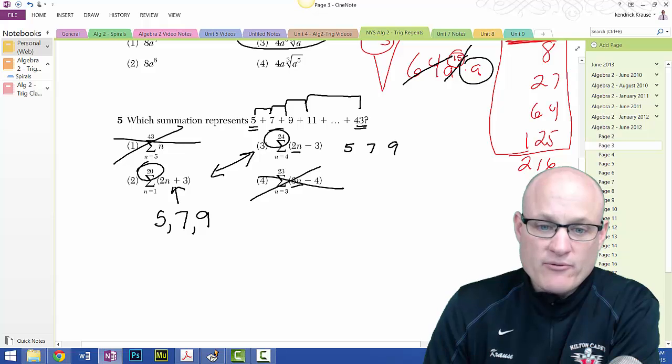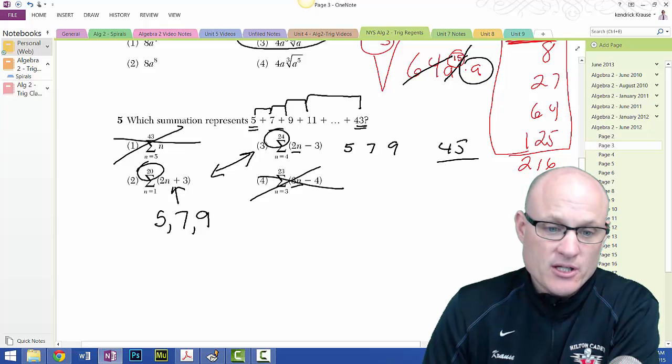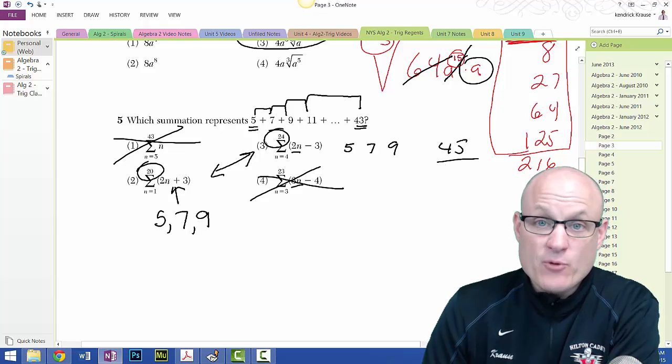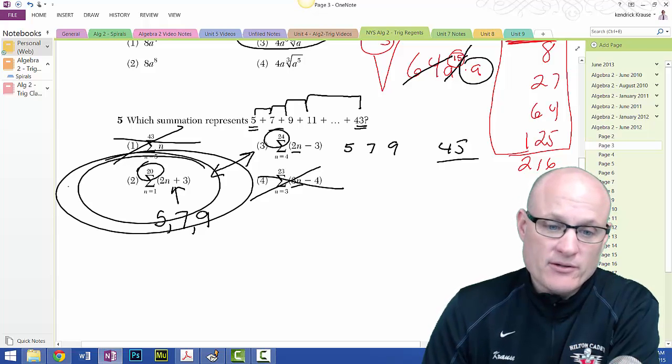2 times 24 is 48. 48 minus 3 is 45. Ooh, that one is a 45. Let's see about this one. 2 times 20 is 40. 40 plus 3 is 43. There's my answer right there.